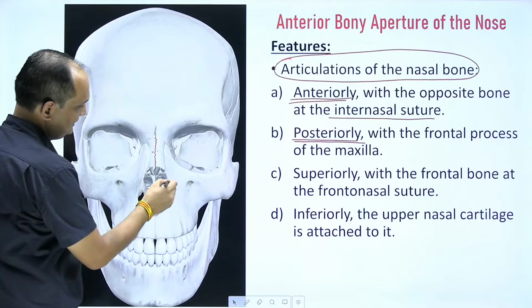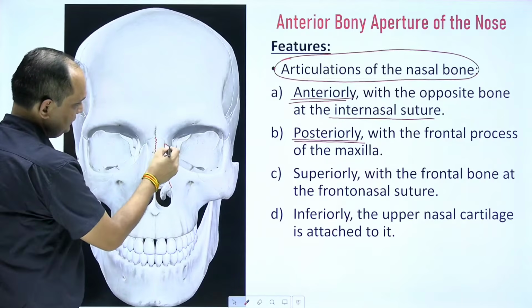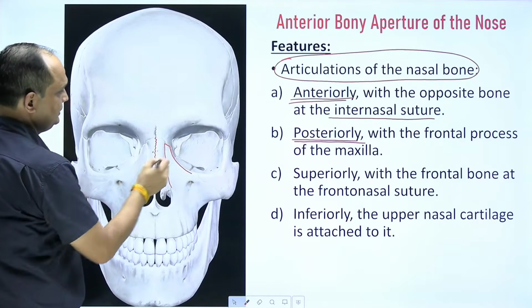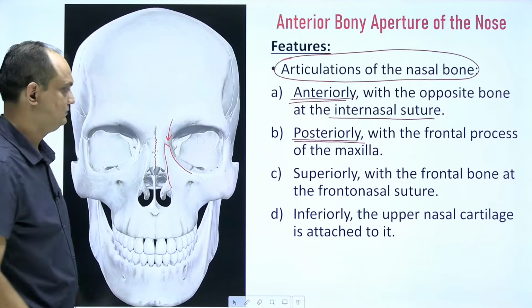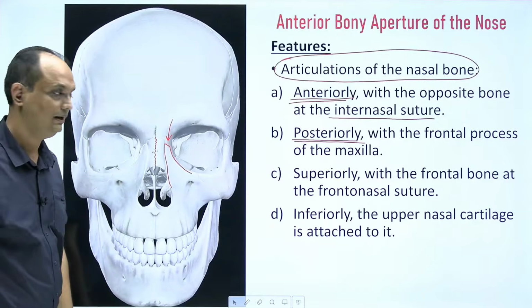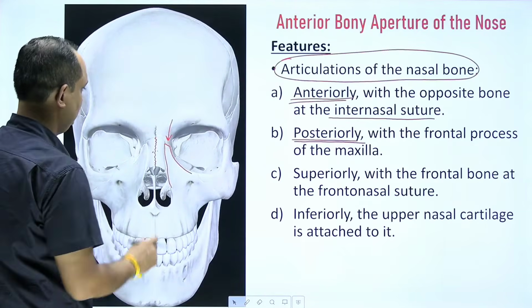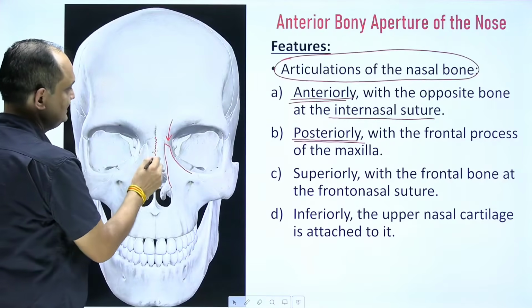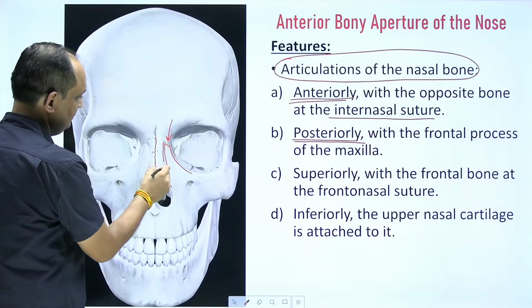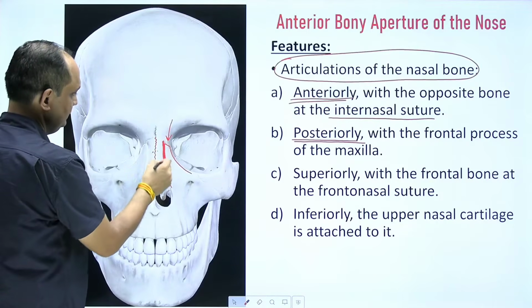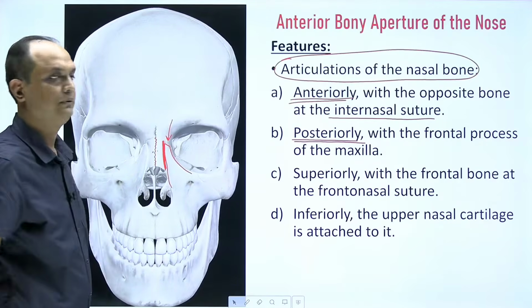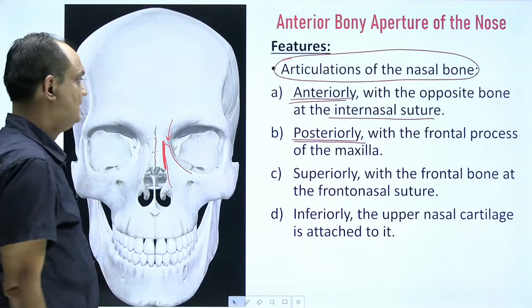You can see that this is the projection of the maxilla, and this projection is going to make a joint with the frontal bone. That's why it is known as frontal process of maxilla. But on this medial side, it is articulating with the nasal bone also. So, here you will have a joint between the nasal bone and the frontal process of maxilla.